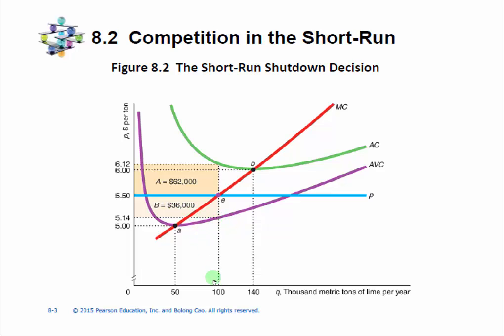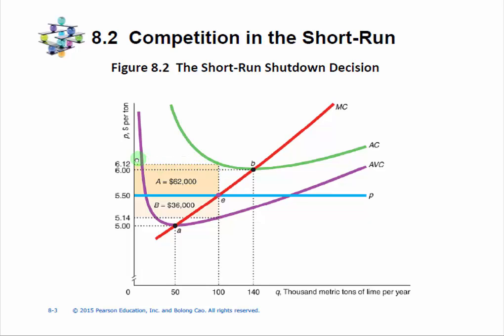Right? At the quantity of 100, the average variable cost is $5.14. The price it can sell its product is $5.50. So there is a 36-cent margin per unit sold. And this margin can help the firm to recover some of the sunk fixed cost.